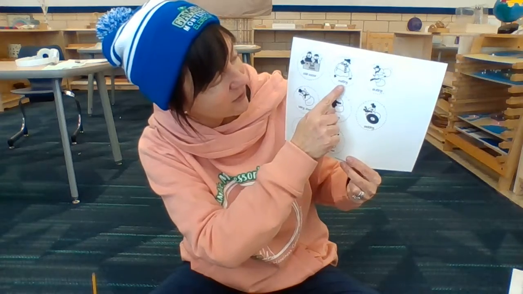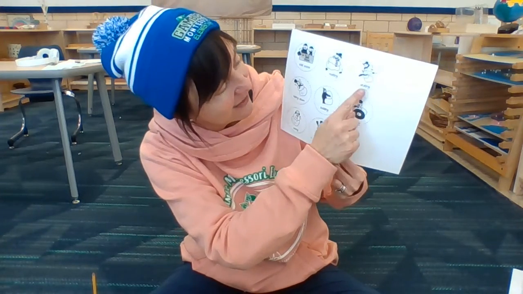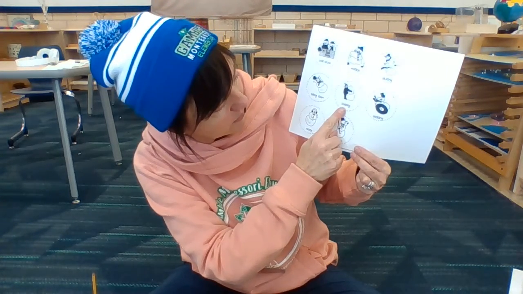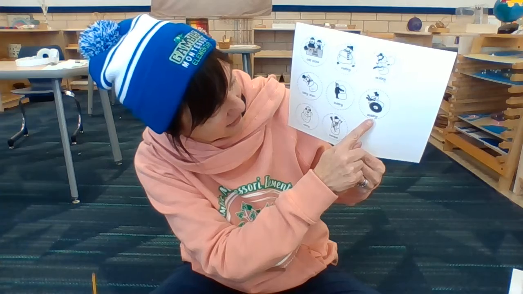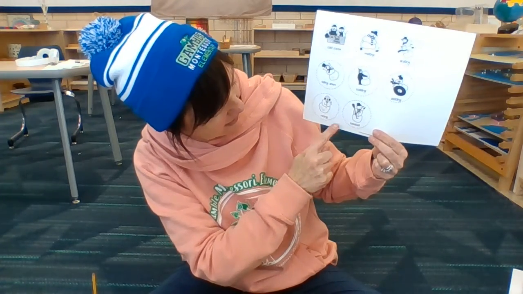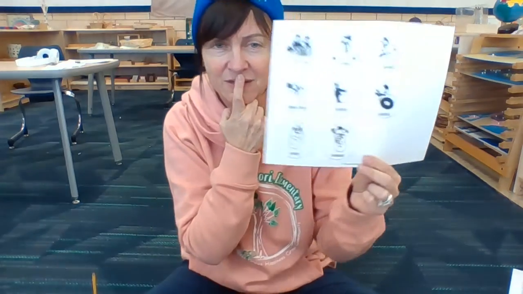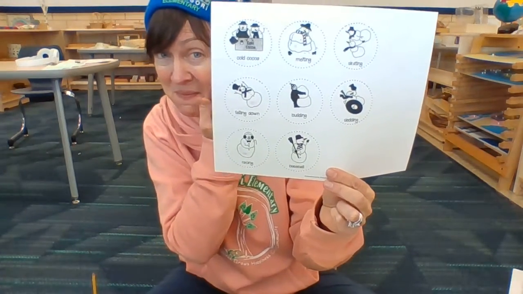This one says cold cocoa. This one says melting. This one says skating. This one says falling down, building, sledding, racing, baseball. Do you remember what happens first in our story? We're going to find out.